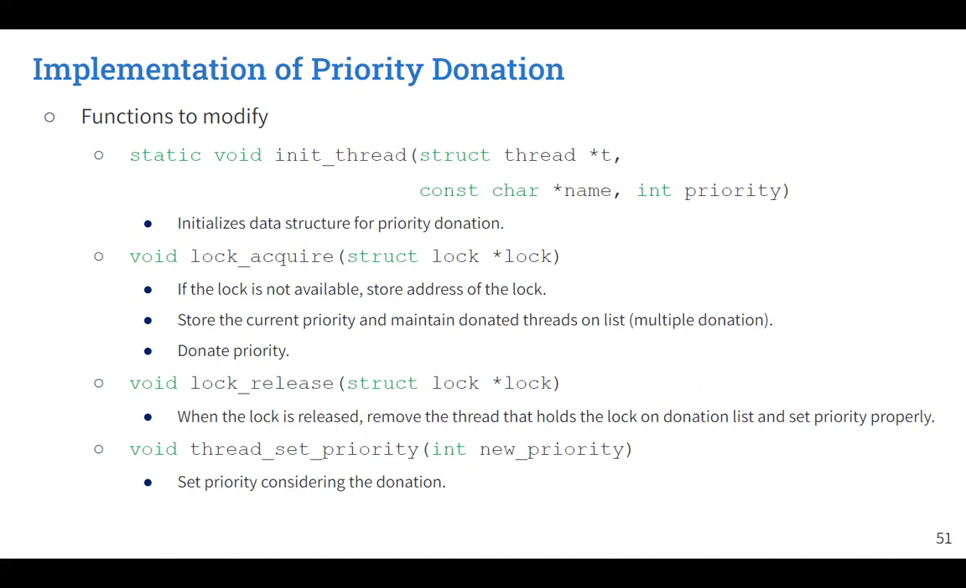And for lock release, when the lock is released, we want to remove the thread that holds the lock from the donation list and set the priority properly. And for the function thread set priority, when a thread's priority changes, you would have to update the donations list and the donated priorities accordingly.